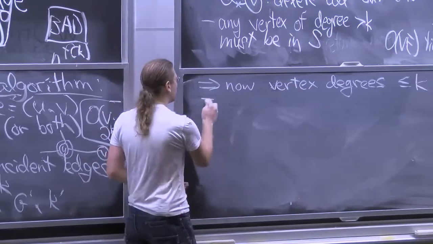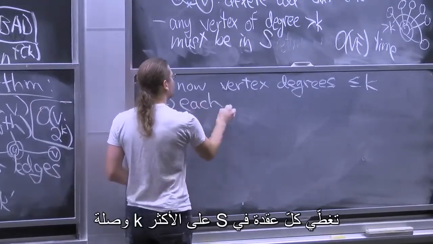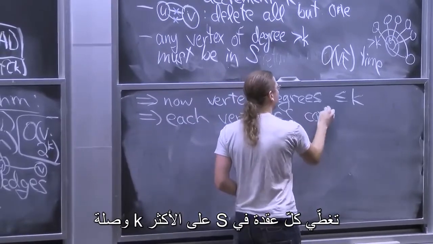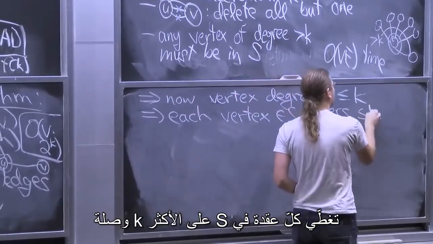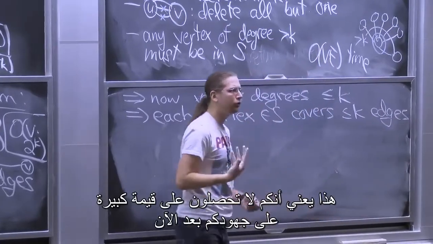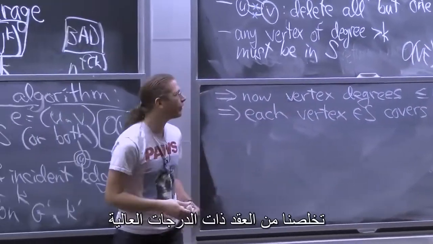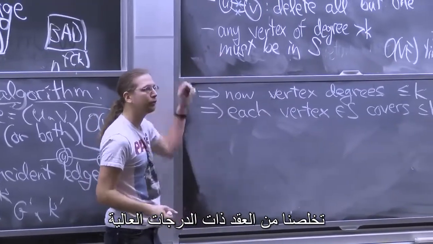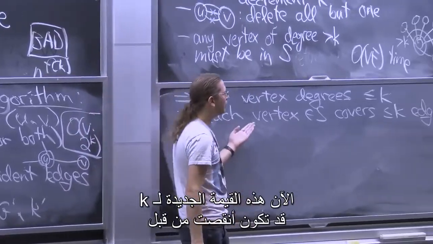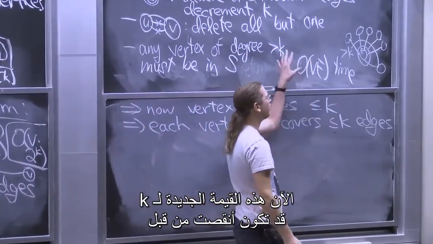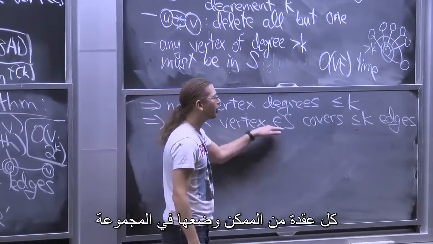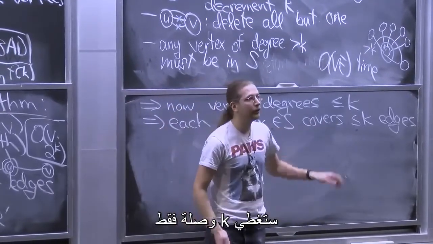Okay, so each vertex in S covers at most k edges, whatever the degree is. So that means you don't get much bang for your buck anymore. We've already taken care of all the high degree vertices where you get a lot of reward for putting one vertex in the cover. Now, and this is the new value of k, it may have decremented from before. Every vertex that we could possibly put in the set will only cover k edges.